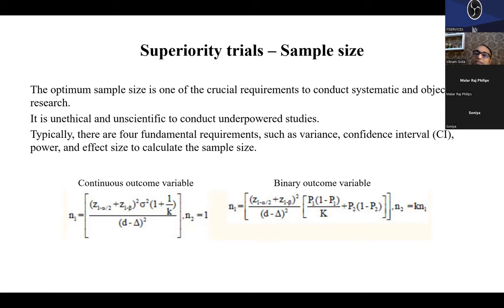So when you go to a statistician next time to calculate the sample size, you must be aware of what alpha error you want, what beta error you want. What is the variance? What is the effect size? And so on. Okay.